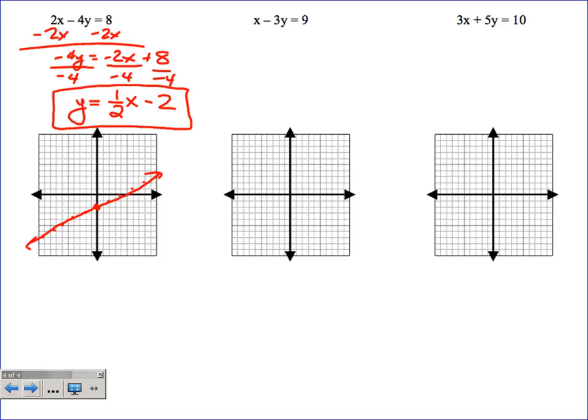Tyler, help us with the next one. What do we have to do? Subtract x from both sides. What do we get? Sounds good to me. Now what do we do? For each thing, right? Okay, what does that give us?